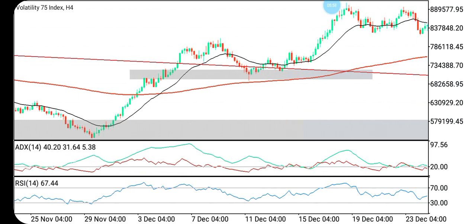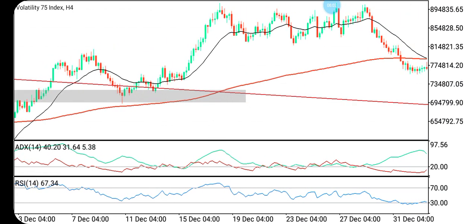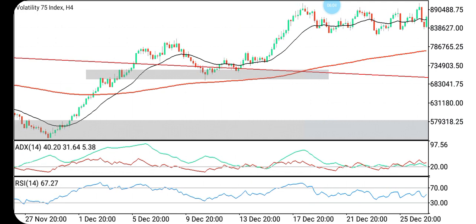You understand? This is the 4 hour time frame. Each candlestick there is 4 hours. Each candlestick is 4 hours. You know how much you'll be making in 2 hours or even in 3 hours or even 4 hours.